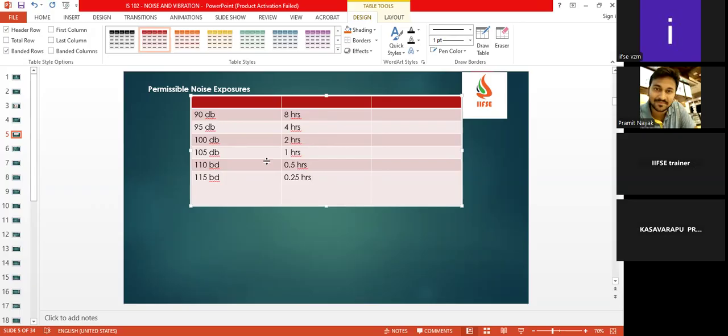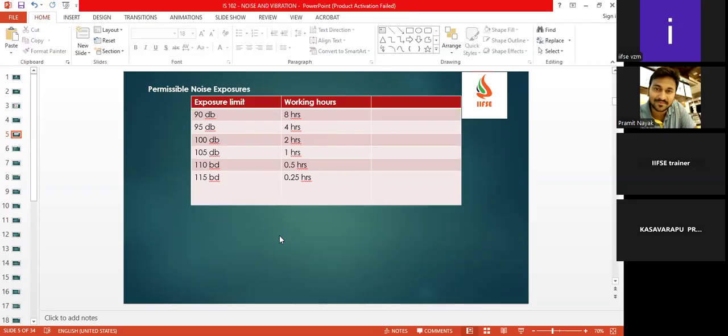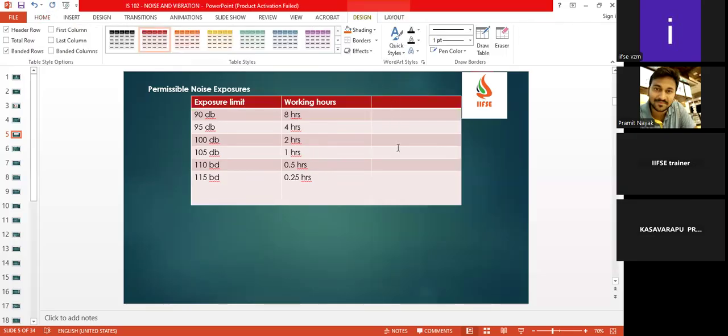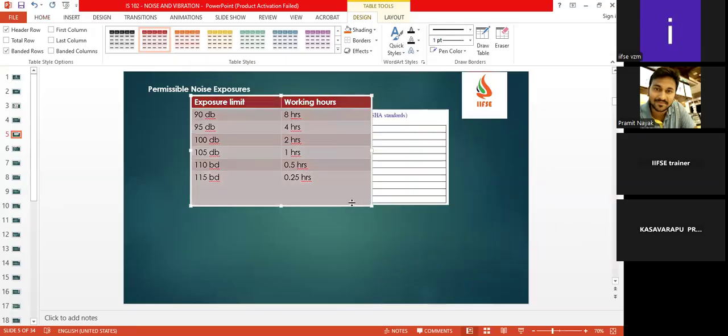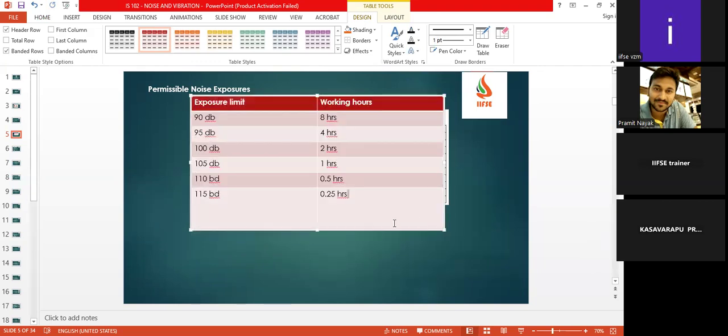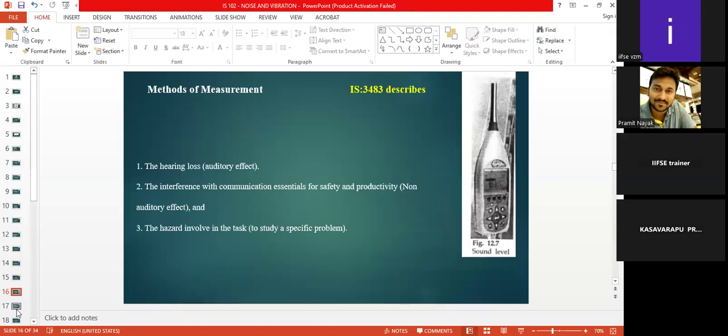Okay, now we can remember, right? When I say 90 decibels, the worker can happily be exposed for 8 hours. When I say 95, 4 hours, 100, 2 hours, 105, 1 hour, 110, 0.5, 115, 0.25, which is nothing but 15 minutes. Okay, let's jump into the problem.